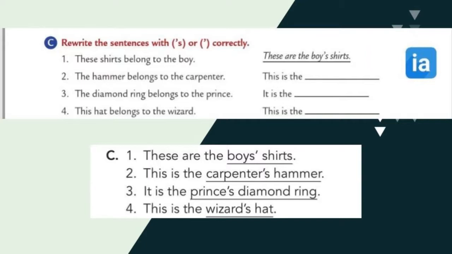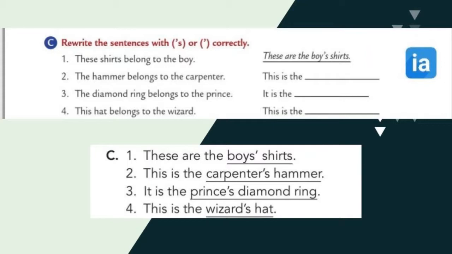Let's move to the second one. The hammer belongs to the carpenter. So what they are saying is, the hammer belongs to the carpenter. Carpenter is the singular noun. So we should use apostrophe s after the carpenter. So the rewritten sentence is, this is the carpenter's hammer.